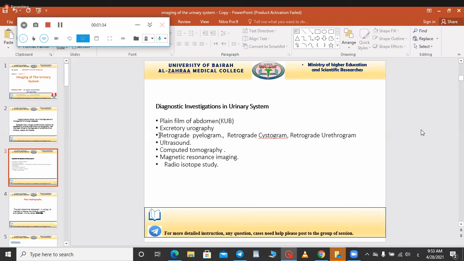Third, we will talk about what we call collectively retrograde study. Retrograde study includes retrograde pyelogram, retrograde cystogram, and retrograde urethrogram. Fourth, we will talk about ultrasound, then computed tomography, then magnetic resonance imaging, and lastly, we will take short notes about the radioisotope study. Okay? Any question till now?